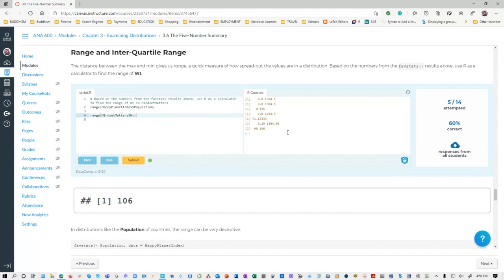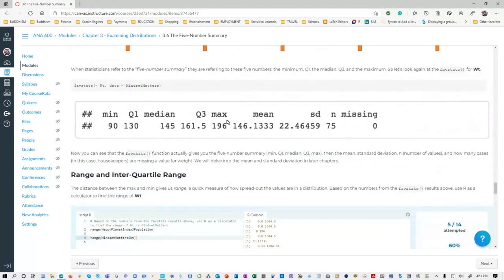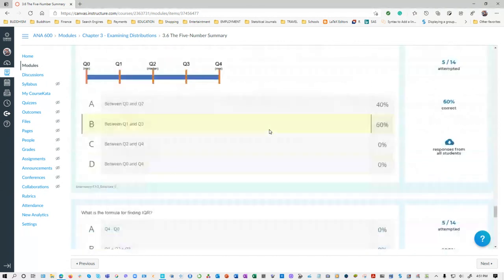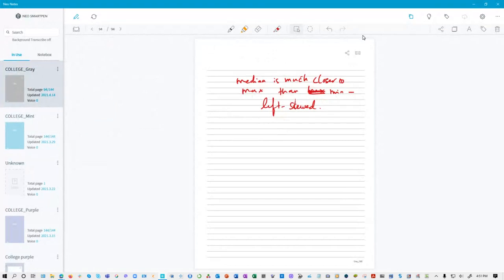It's going to go from 90 to 196. To find the range, you take the difference between those two: 196 minus 90. That's called the range. Interquartile range means, like I said, I'm going to show you what they were trying to do over here. So you have this one: a minimum here, a maximum over here.